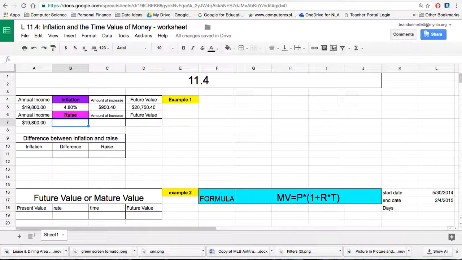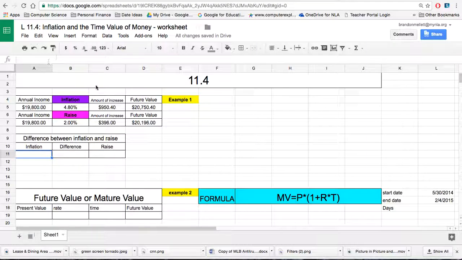Now, the question goes on to say, what if this person's boss or employer only gives them a 2% raise? This $20,750.40 is the minimum that this person needs to make the following year to match what they made the previous year. Because if they're below that, they're actually making less money than they did the year before. The amount of increase is the same process, annual income times raise, $396. When we add the future value or maturity value, annual income plus amount of increase, we get $20,196.